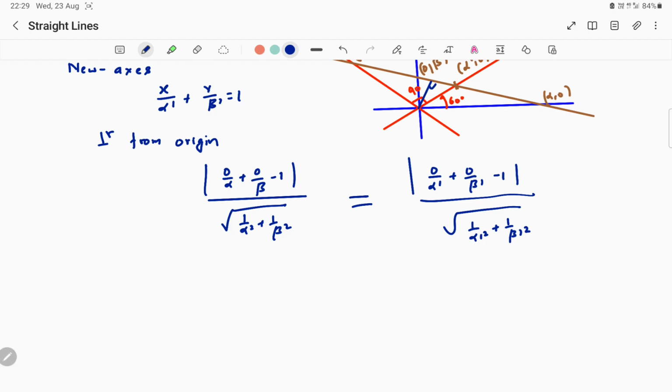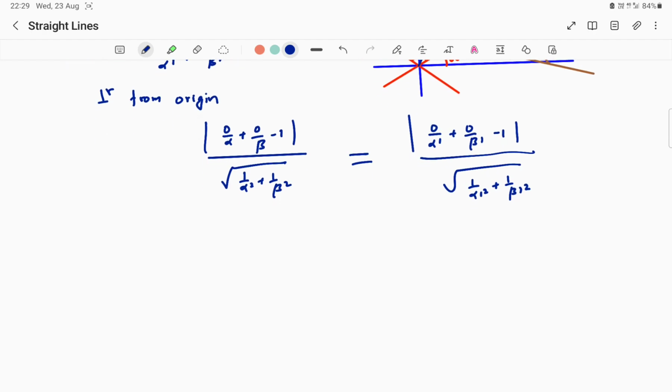And I hope you appreciate that both the lengths will be equal, because you have not changed the position of the line and the origin. They are on the same position, only the coordinate axis has got rotated. Okay. Later on in the chapter, at the last, we'll see rotation of axis also. So from there again we'll get more detail about this concept.